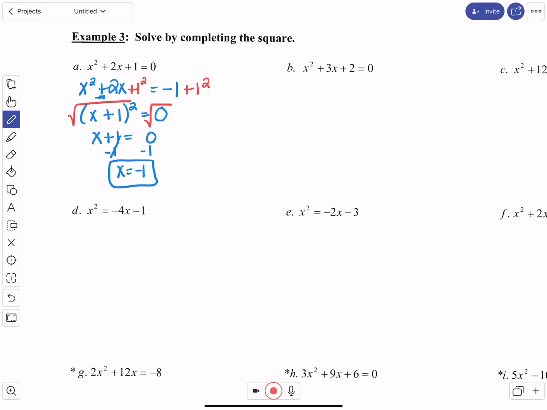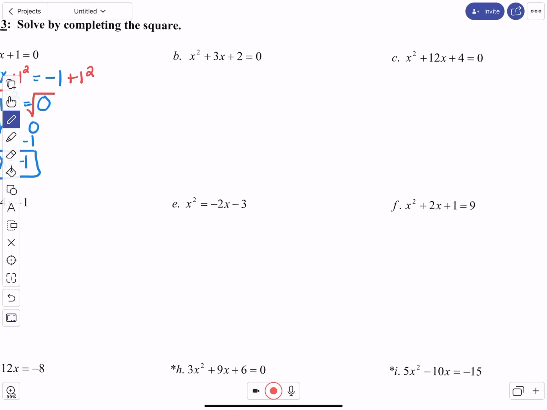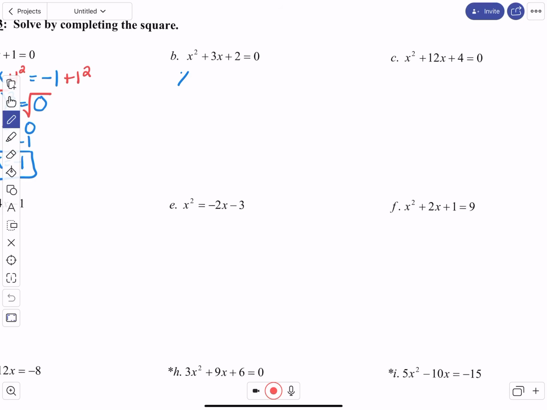Okay, so for B, I've got x squared plus 3x. I'm going to move my 2 to the other side, so it's going to be negative 2. Now I've got an odd number. So remember what I told you earlier about odd numbers? Leave them as fractions. So I'm going to put plus 3 over 2 squared plus 3 over 2 squared.